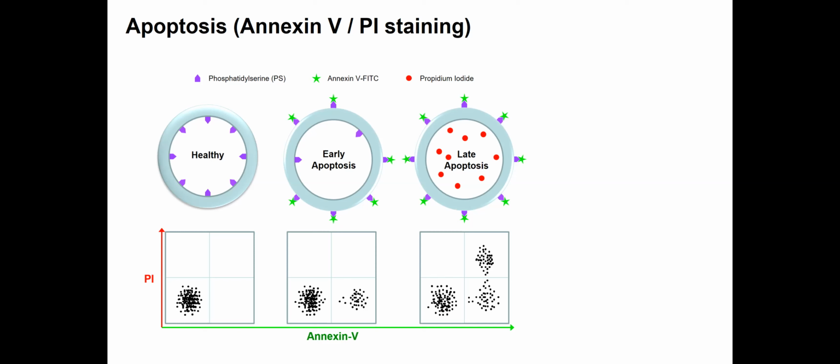Then what is the cell death? Abrupt cell death? Necrosis. It's necrosis. Then you can tell whether the cells are dying through apoptosis or necrosis.